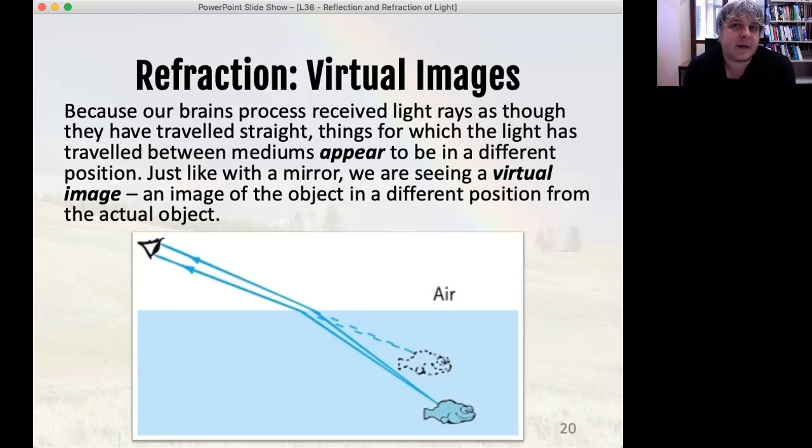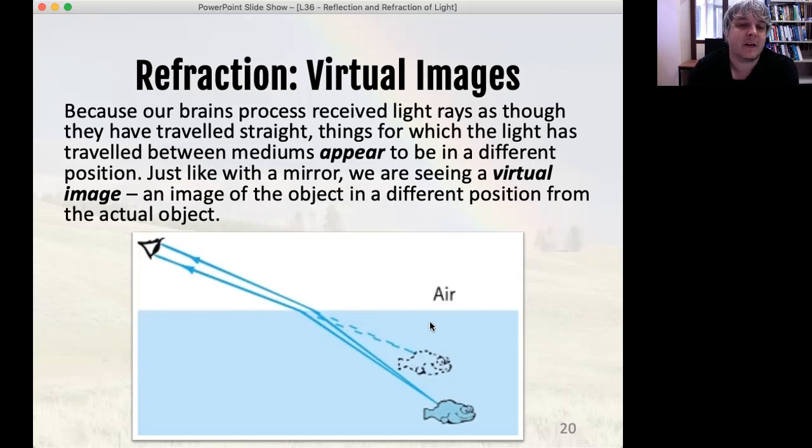Again, our brain does the same thing, and it views the object as being where those rays seem to have come from. So the example here of a fish underwater: the light rays travel up, they bend as they leave the water, and then a viewer sees them. That viewer's brain processes those rays as though they didn't bend, as though they just continued in a straight line. And that would make the fish appear to be higher up than it actually is, in a different position.